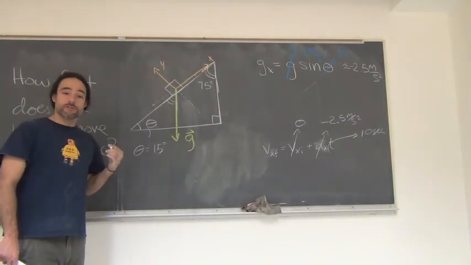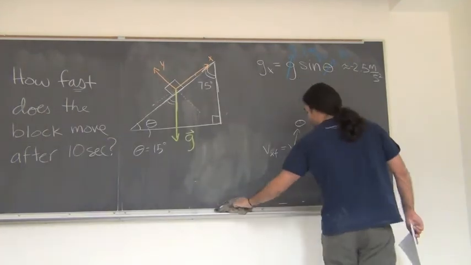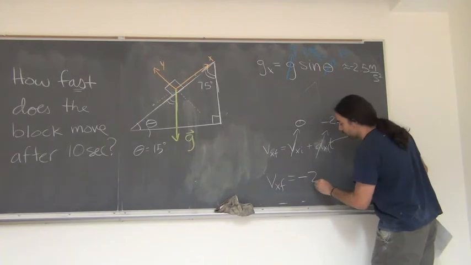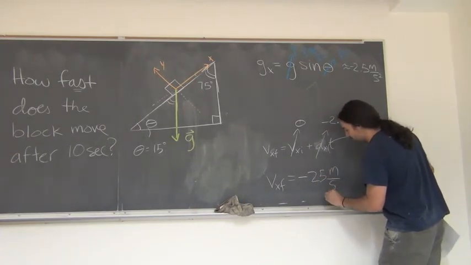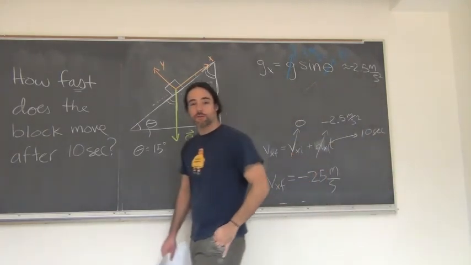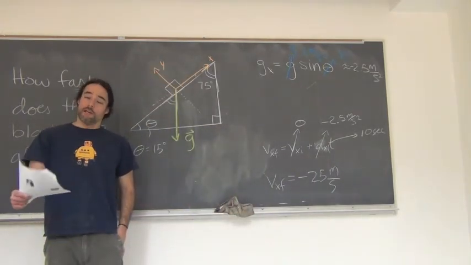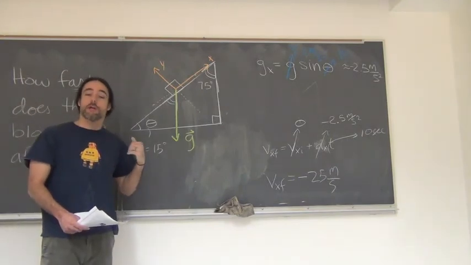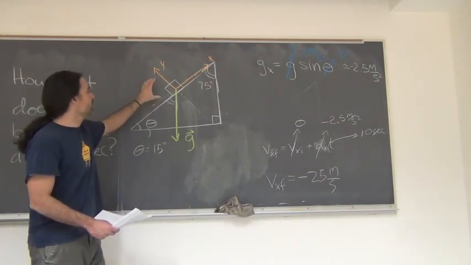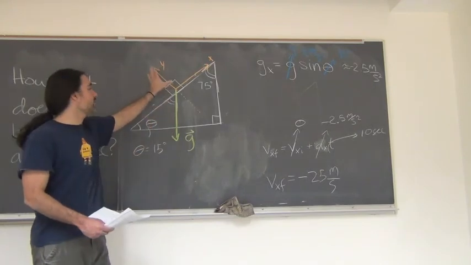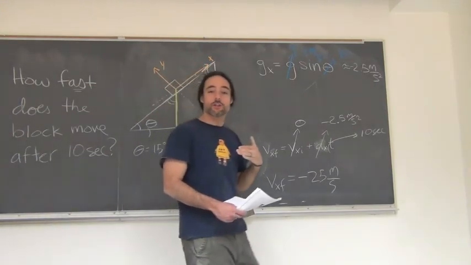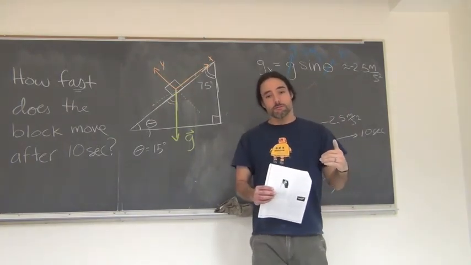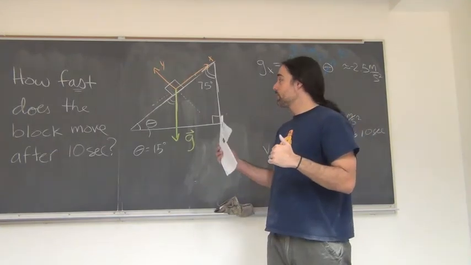So if I plug those numbers in, you will find that your final velocity in the x direction is negative 25 meters per second if you're sliding down a frictionless ramp. We could also say what our y velocity is, but that's just going to be 0 because, as we said before, it can't move in the y direction because I set my coordinate system up where the y direction was perpendicular to the ramp.